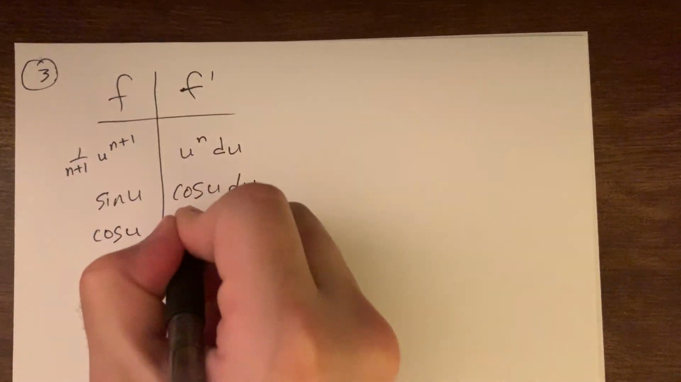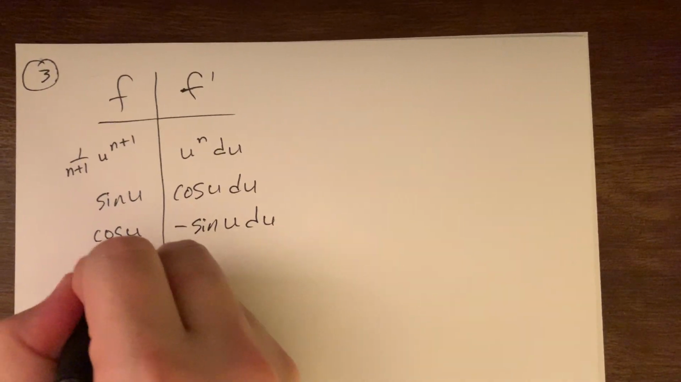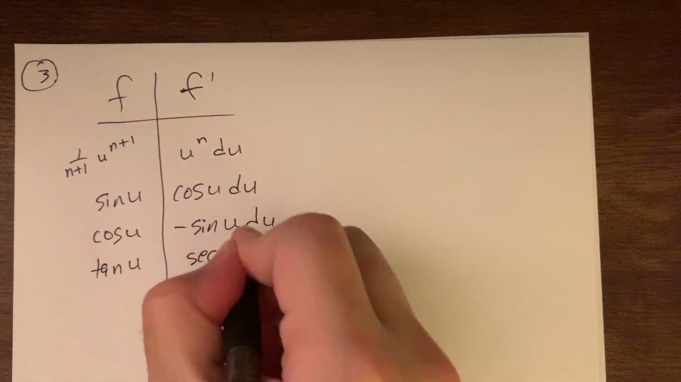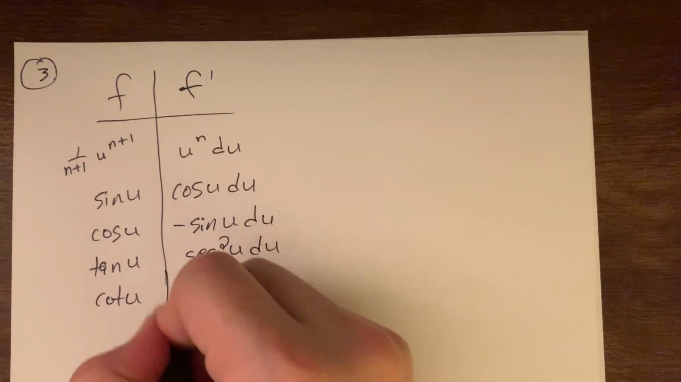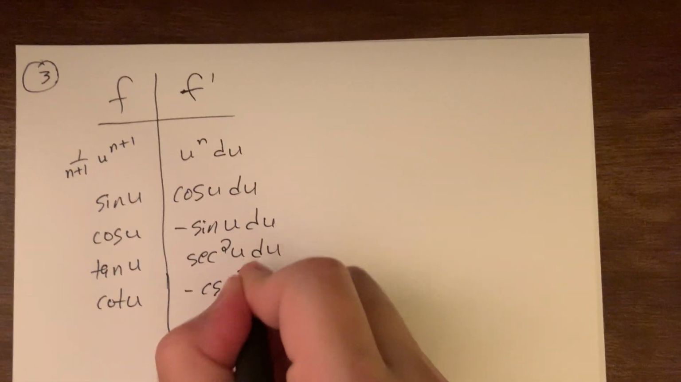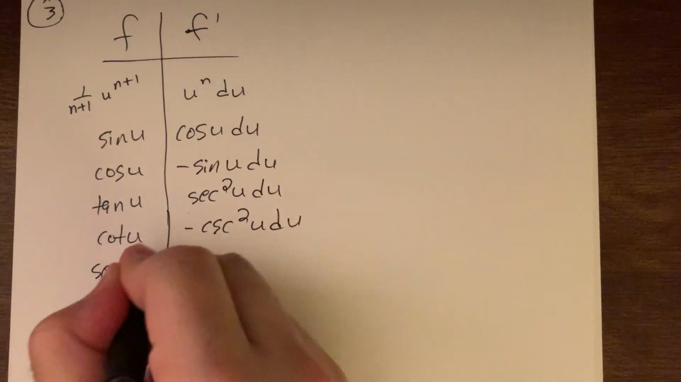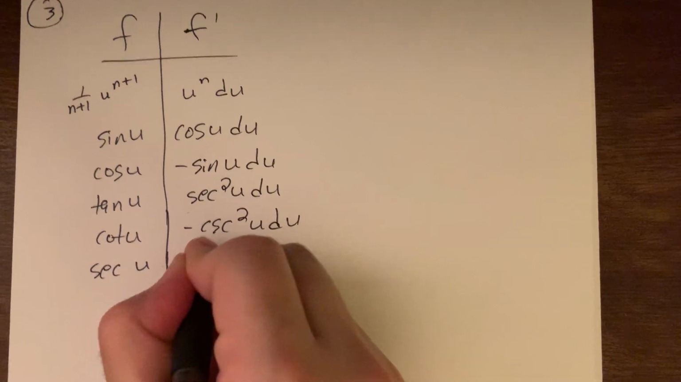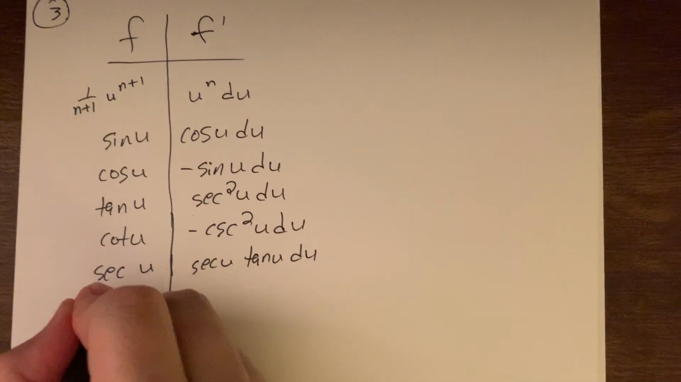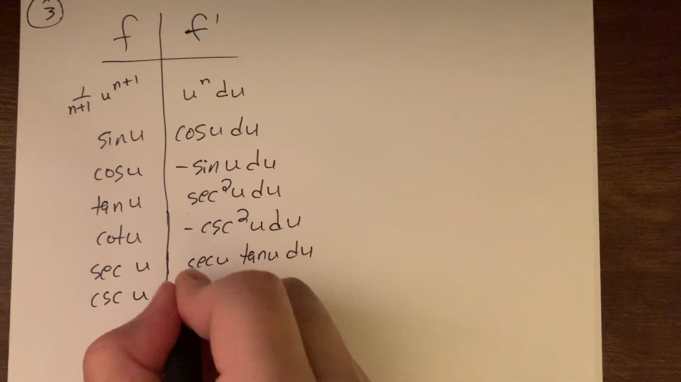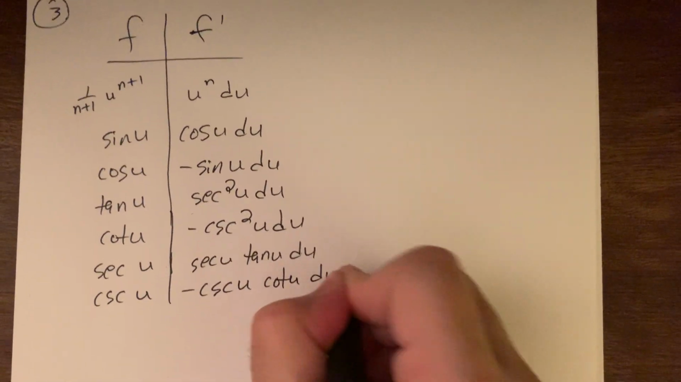So the derivative of cosine U is negative sine U du. The derivative of tan U is secant squared U du. The derivative of cotangent U is negative cosecant squared U du. For secant U, we get secant U tan U du. And last, for cosecant U, we get negative cosecant U cotangent U du.